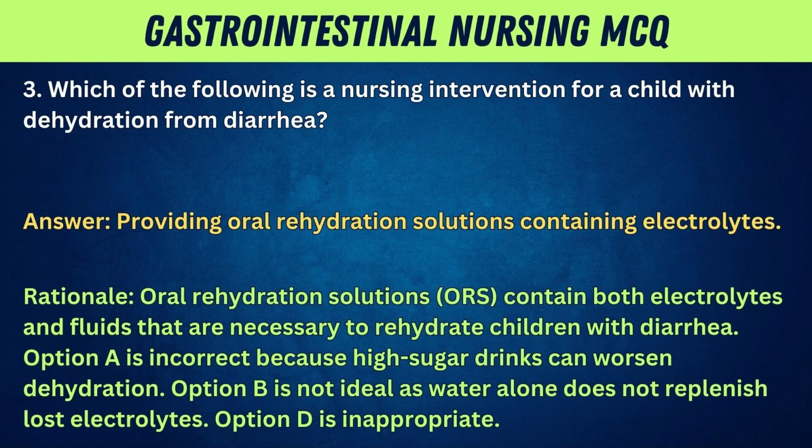Rationale. Oral rehydration solutions, ORS, contain both electrolytes and fluids that are necessary to rehydrate children with diarrhea. Option A is incorrect because high-sugar drinks can worsen dehydration. Option B is not ideal as water alone does not replenish lost electrolytes. Option D is inappropriate.